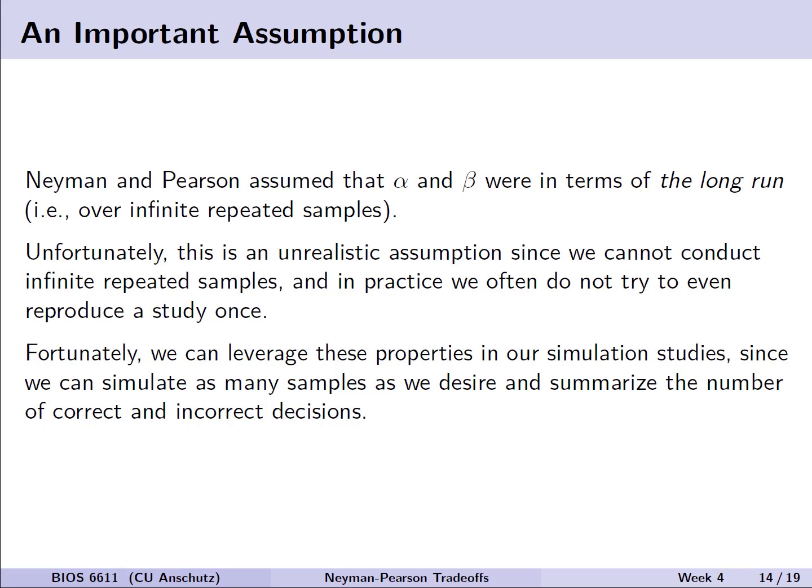Fortunately, we actually can leverage these properties in our simulation studies because we can do a made-up scenario where we quote-unquote know the truth because we set it and simulate as many samples as we desire. And if we were to enter a world of research where we actually did reproduce studies, we can imagine again that the probability of a type 1 or 2 error would be that approximate percent of the time we make the incorrect conclusion over multiple repeated experiments.